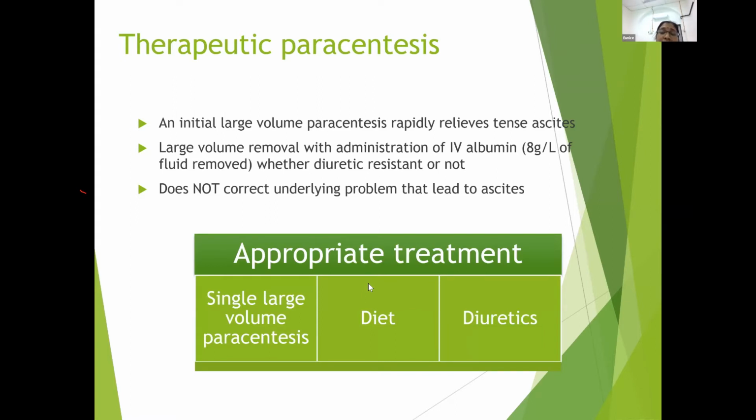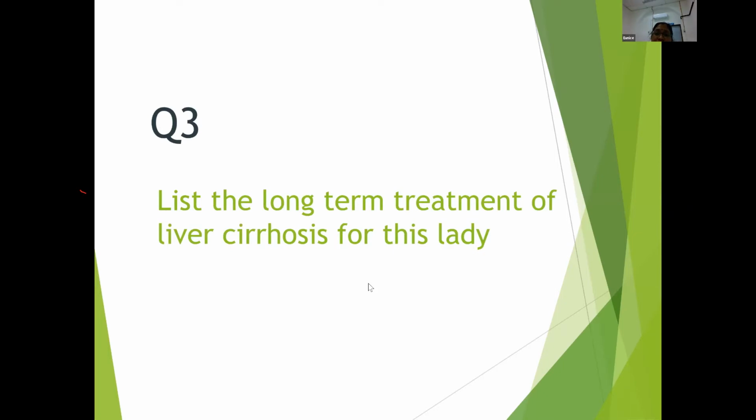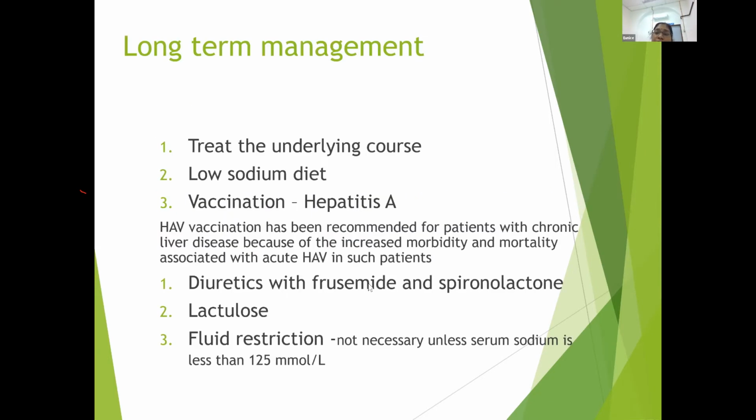Okay, the appropriate treatment for the ascites is single large volume paracentesis followed by a diet as well as adequate diuretics. So this is the long-term treatment of liver cirrhosis for this lady. We should find the underlying cause and treat the cause, and give a low sodium diet and vaccination.